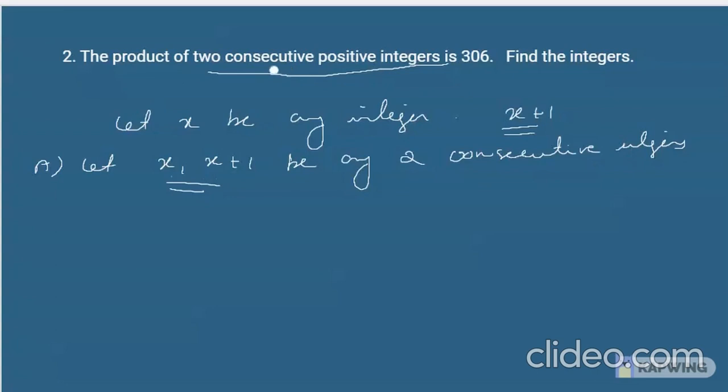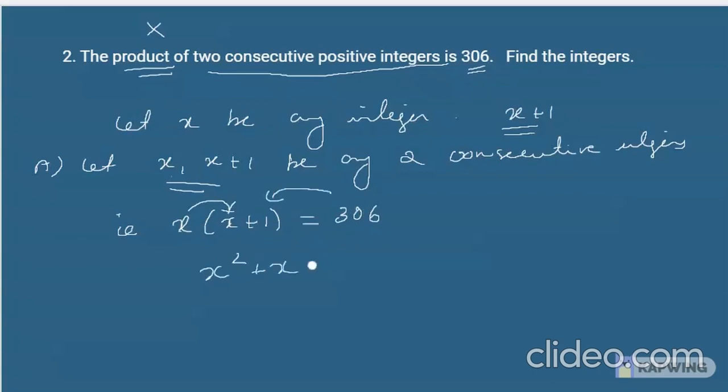And what about the next step? What do you mean by product? It is multiplication. The product of these two consecutive positive integers is given as 306. So according to the condition, x into x plus 1 is equal to 306. It's very simple. Let's just open the bracket. x into x is x square plus x into 1 is x. Let us bring 306 to this side: x square plus x minus 306 is equal to 0, which is the required quadratic equation.